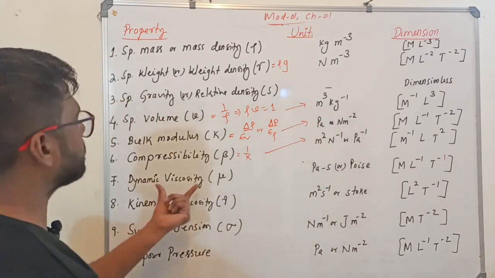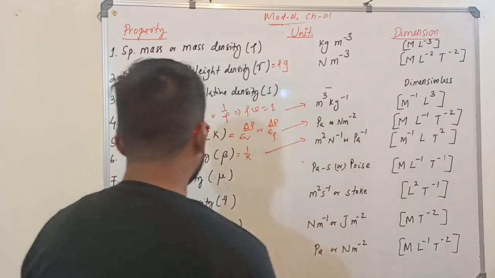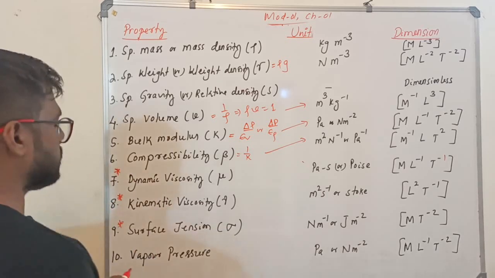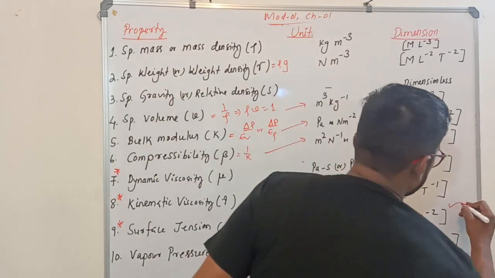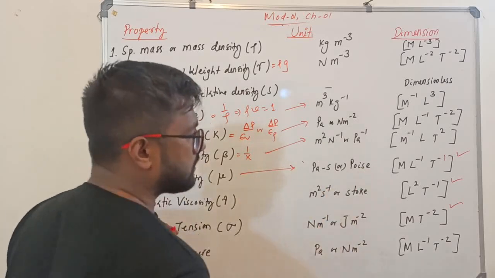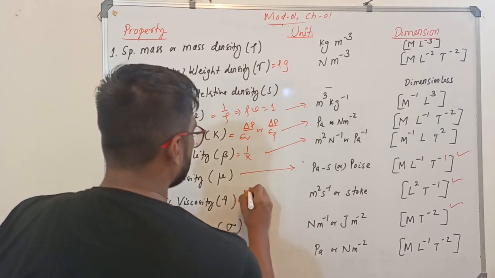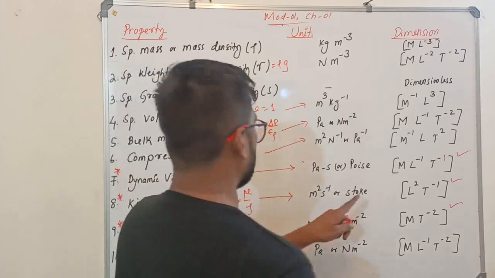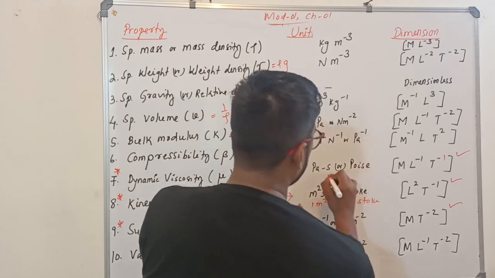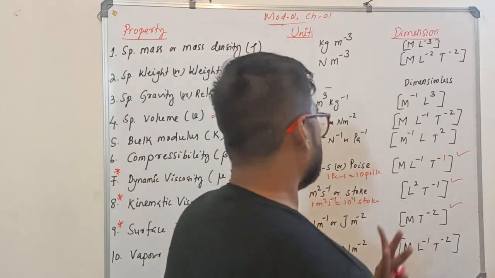Okay. So next is dynamic viscosity, mu. That is Pascal second or Poise. What we have studied? M L minus 1 T minus 1. This is important. Remember dynamic viscosity, kinematic viscosity, surface tension. In exams, these three dimensions they are normally asking. Kinematic viscosity, nu. Nu is equal to what? Your mu by rho, that is meter square per second, or stoke. 1 meter square per second equals how many stoke? 10 to the power 4 stoke. 1 pascal second equals how many poise? 10 poise. That is L square T minus 1.